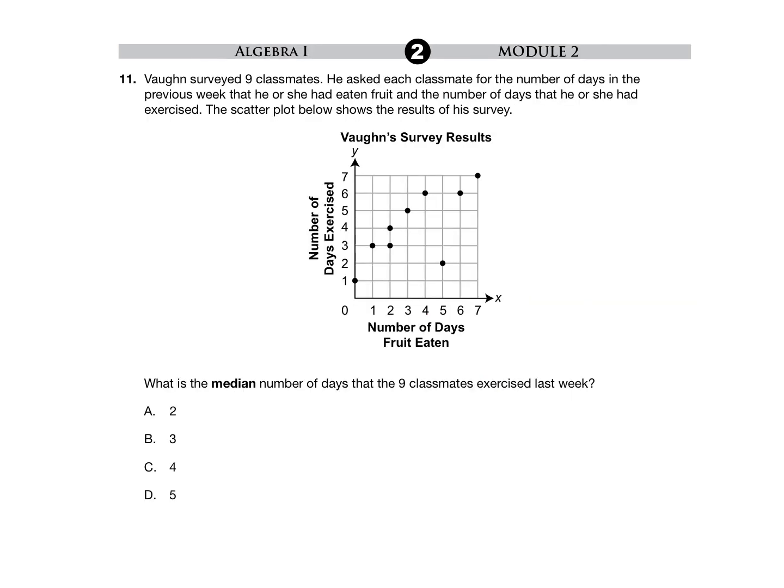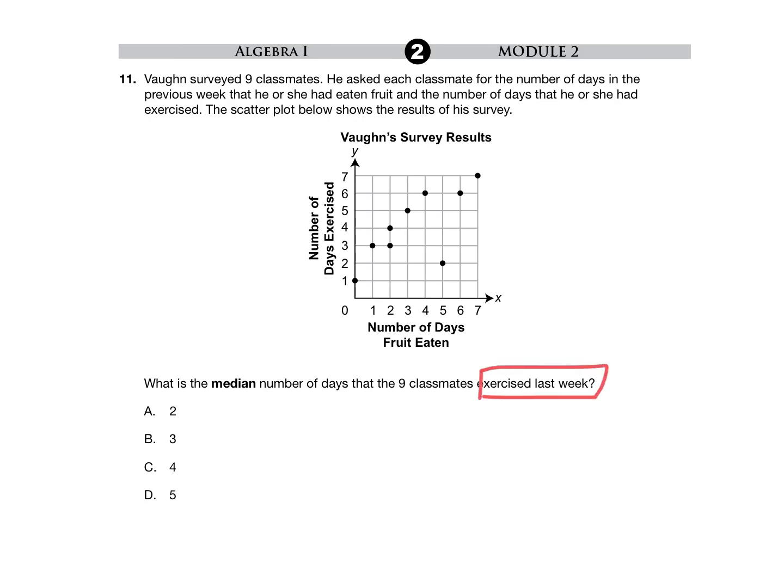Question 11 gets onto a survey of 9 classmates. Each classmate participated by saying how many days they had eaten fruit and the number of days they exercised. So it was a poll where they had to basically give 2 answers, and every single dot here represents one person. So what is the median number of days that the 9 classmates exercised last week?